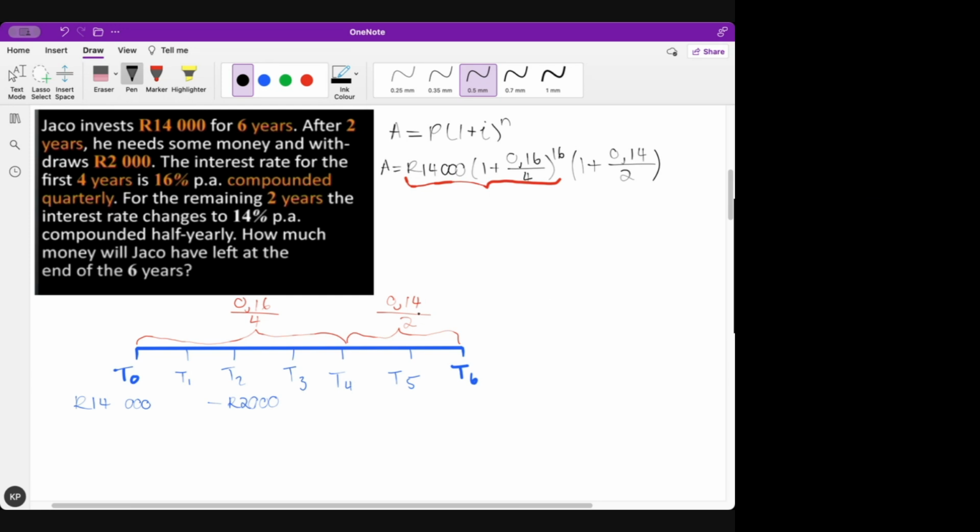And if it is 2 years and twice a year, then how many times will that be? Twice a year for 2 years. Then that is how much? What is my exponent for this part of the question?